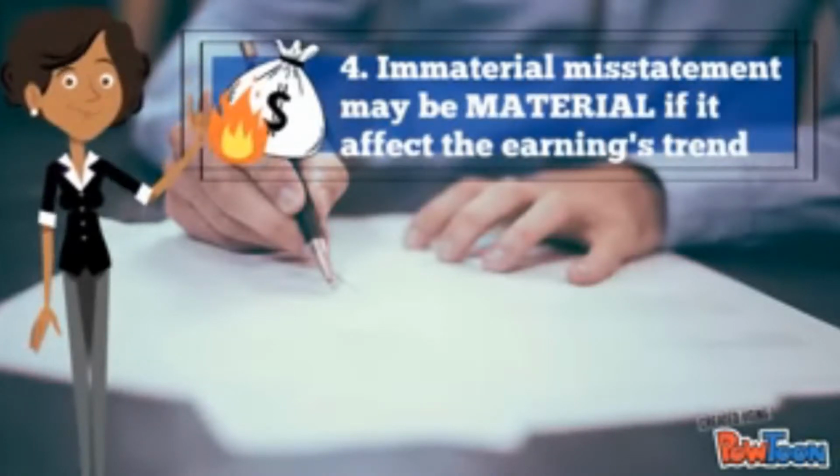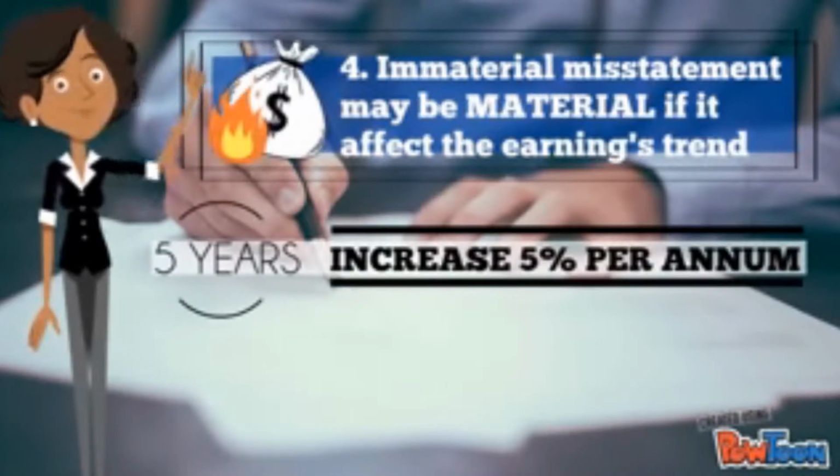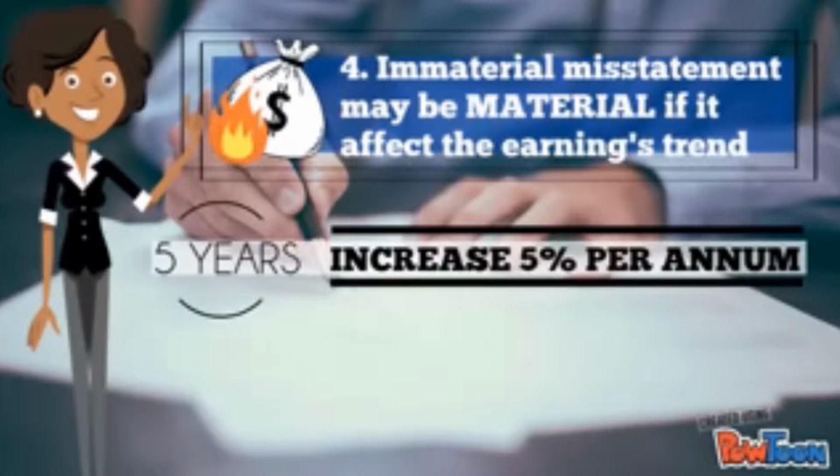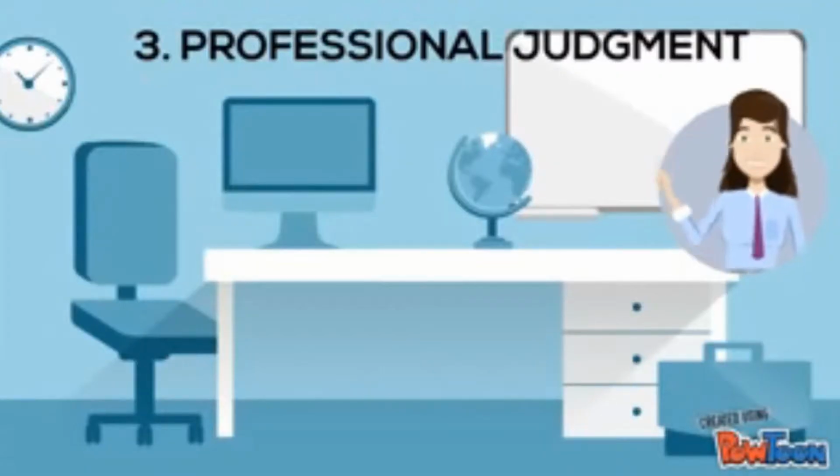Fourth, misstatements that are immaterial may be material if they affect a trend in earnings. For example, for the past 5 years, earnings increased 5% per annum, but income for this year declined by 1%. Any misstatement may be material to maintain the trend.